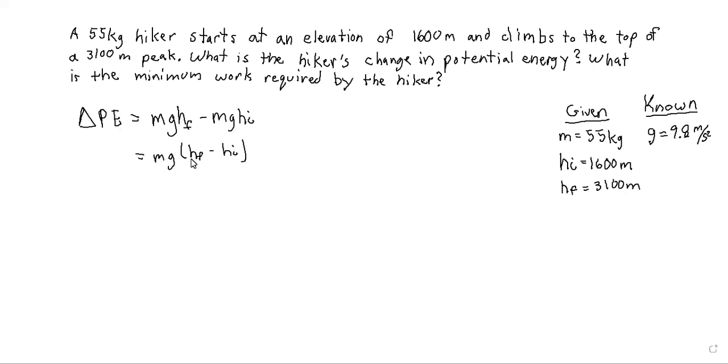And now we just plug in the values. The mass we have given, we see these on the right. The mass is 55 kilograms. We know the acceleration of gravity g is 9.8 meters per second squared. And then we plug in the different heights. The initial height they gave us is 1,600 meters, and the final height is 3,100 meters. So it's the final minus the initial. We're going to put 3,100, the final height, minus the initial height of 1,600 meters.